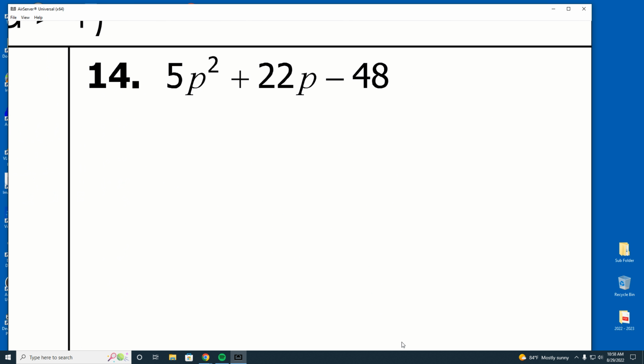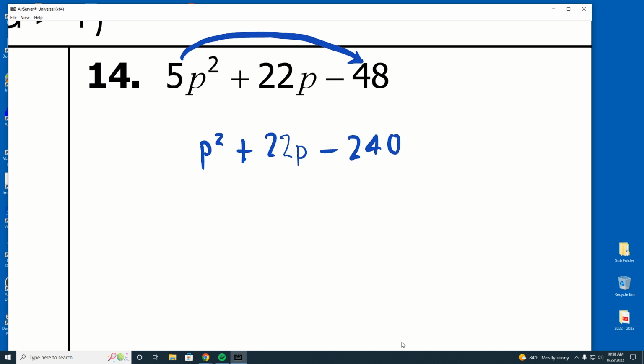Go to number 14. Now, first question, is there a greatest common factor here? Definitely not. So we're going to try to factor this trinomial into 2 binomials. And we're going to do it using the over-under method. So, what is 5 times negative 48? Negative 240. So here's what we're going to factor: p squared plus 22p minus 240.